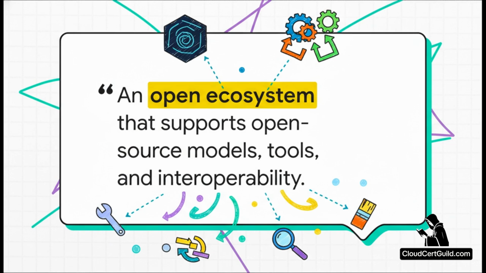But here's the really important part. This isn't an all-or-nothing choice anymore. A key feature of any modern AI platform is that it embraces an open ecosystem. And what that means for you is that you don't have to choose. You can use a proprietary model for one task, an open source one for another, all in the same environment. You get to pick the right tool for the right job.